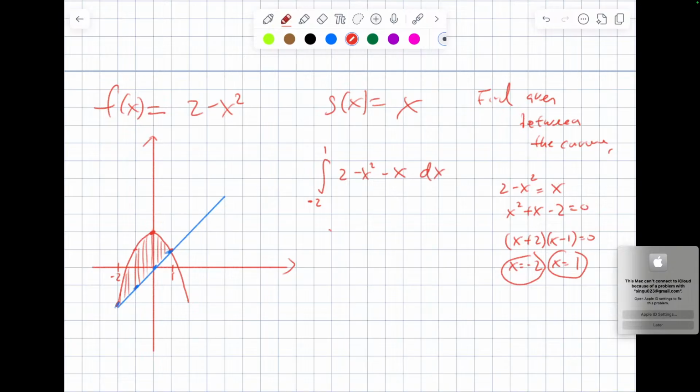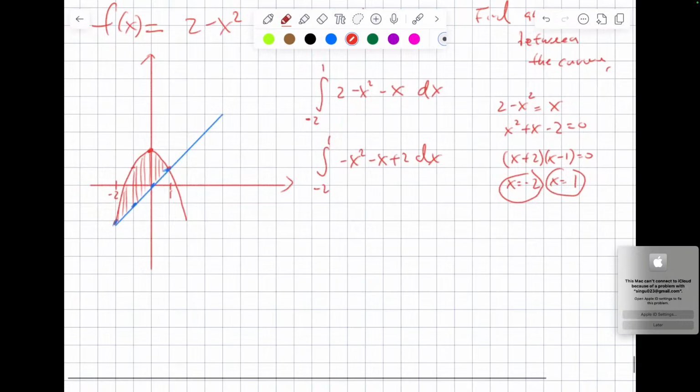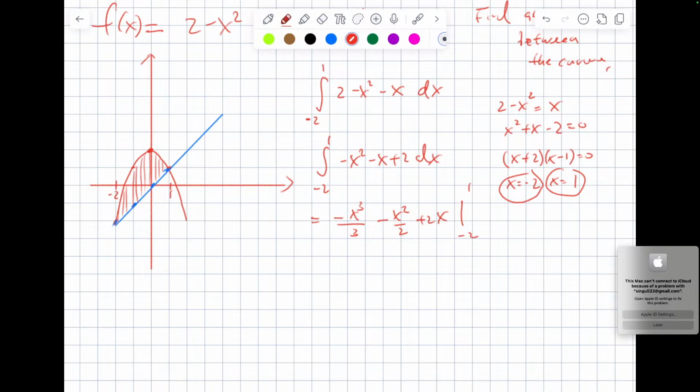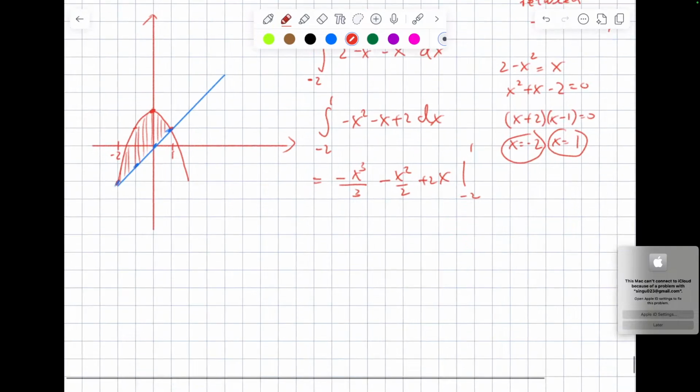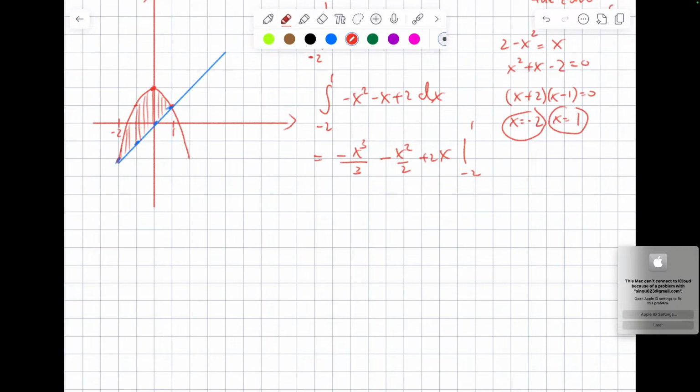So now I'm going to integrate this. So it'll be -x squared minus x plus 2 dx. Which is equal to -x cubed over 3 minus x squared over 2 plus 2x between -2 and 1. Am I doing okay? Aiden, are you following me?